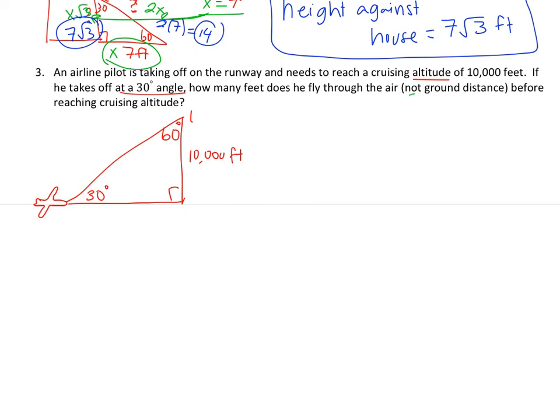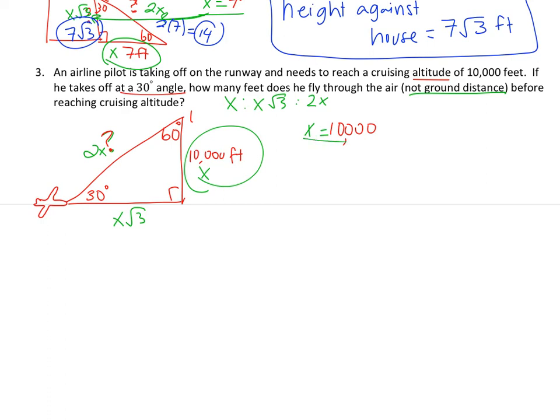Now notice it says it's not the ground distance. So it's going to be up here. We need to find where he is actually flying through the air before he reaches that cruising altitude. We know this is 30, 60, 90, so our ratio needs to be x, x square root 3, and then 2x. So if we label our sides, this is the smaller side. Our medium would be our x square root 3, and our 2x is over here, the side that we need to find. We have the height, or our x, so we set that part equal to our ratio.